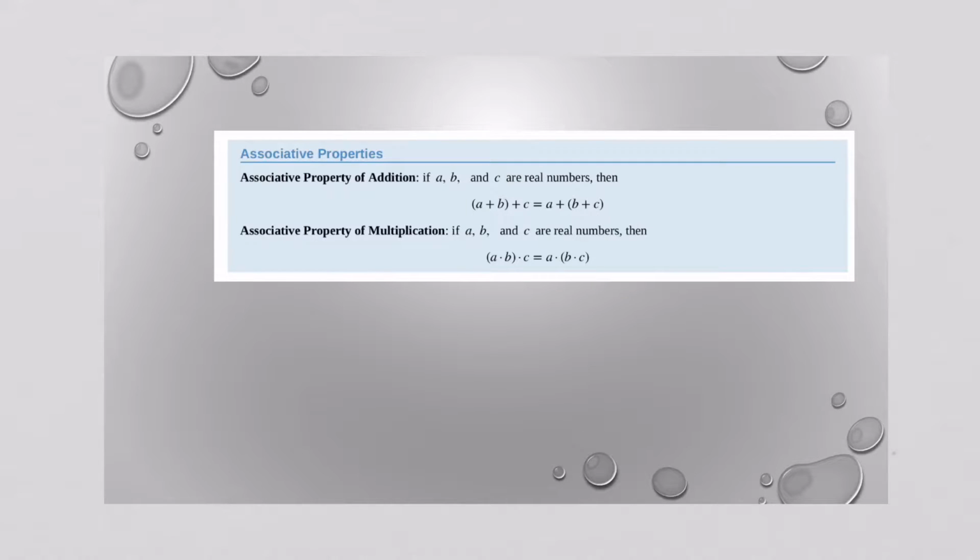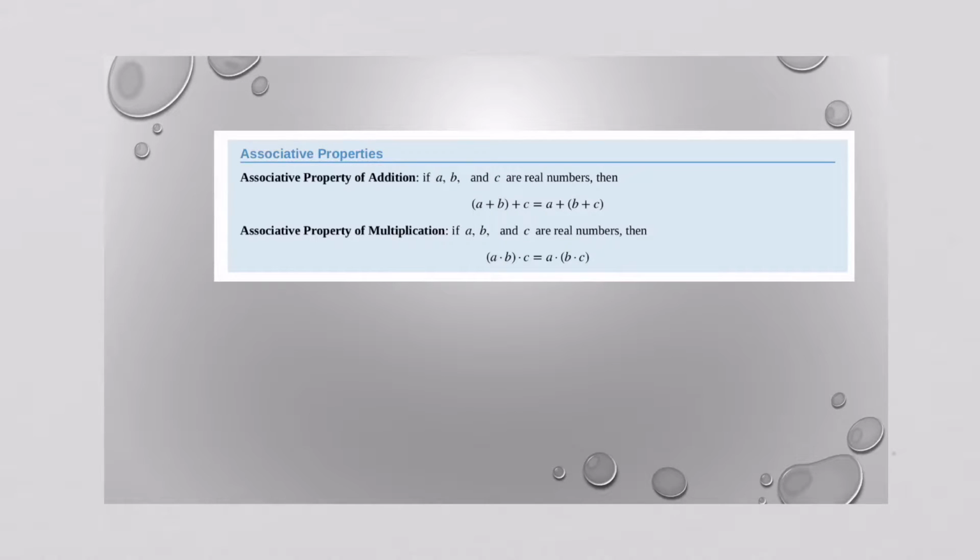Okay, so associative property means that you're allowed to associate different things together and you will still get the same answer. So notice how on the associative property of addition, we've associated A plus B first, and on the right side of the equal sign, we associated B plus C first.